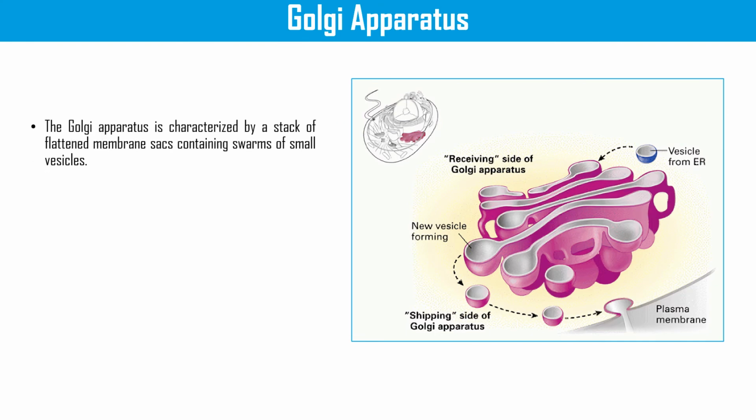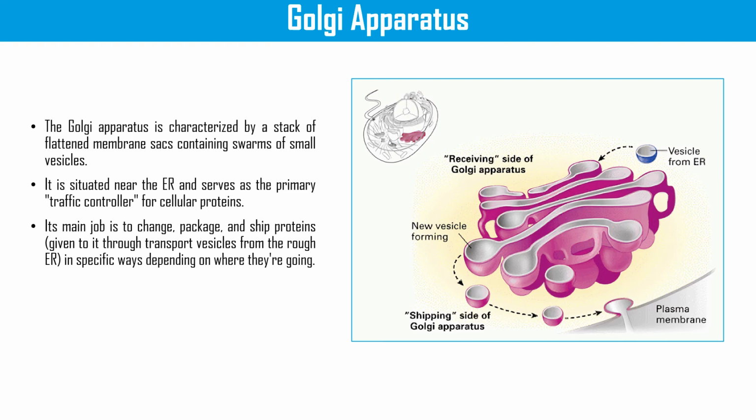Golgi apparatus. The Golgi apparatus is characterized by a stack of flattened membrane sacs containing some of the small vesicles. It is situated near the ER endoplasmic reticulum and serve as the primary traffic controller for the cellular proteins. Its main job is to change, package and ship proteins given to it through transport vesicle from the rough ER in specific ways depending on where they are going.